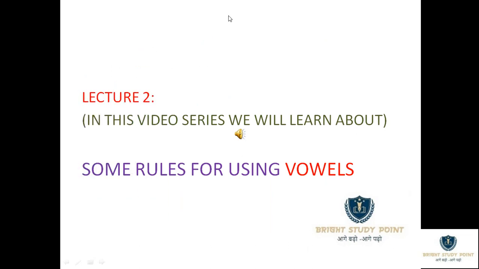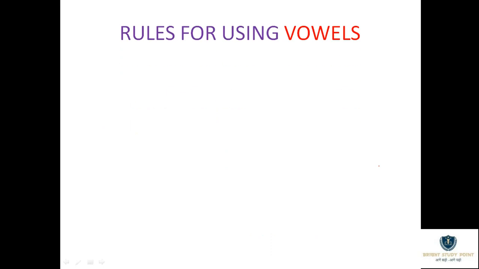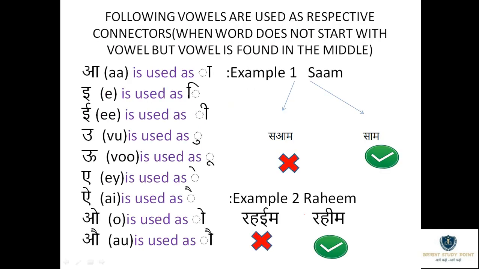In this video we will learn about some rules for using vowels. Firstly, we will discuss use of vowels in two categories. Number 1. Vowels as connectors. Number 2. Vowels as first alphabet in word. We need to understand this graphics very clearly.